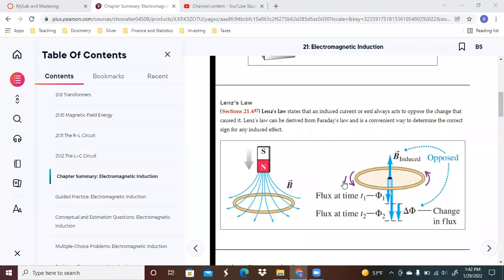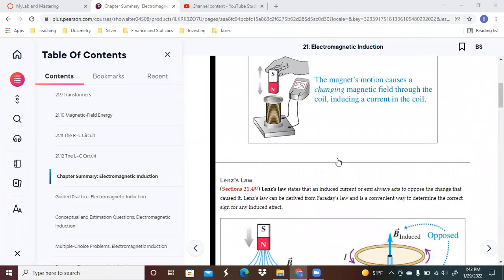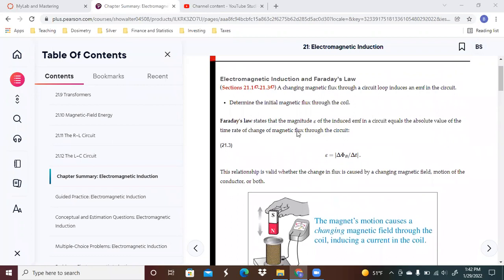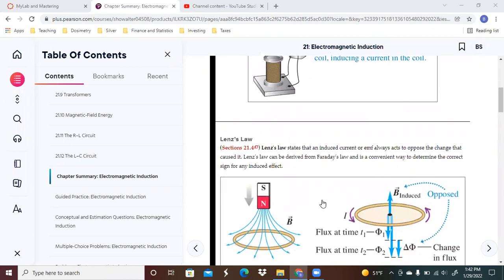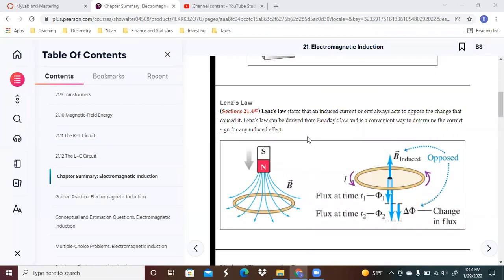All right, let's continue our discussion here with sections 21.4, 21.5, and 21.6. In 21.4, we're going to discuss Lenz's law. Just as we did with Faraday's law, it said that the magnitude of the changing magnetic flux with respect to time is going to be the same as the EMF. This adds a directional component to that.